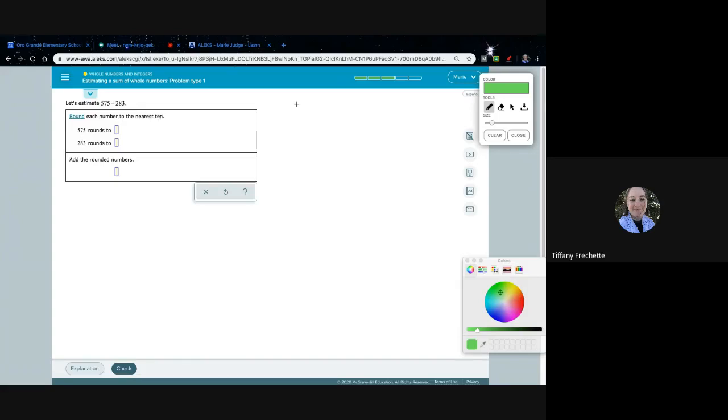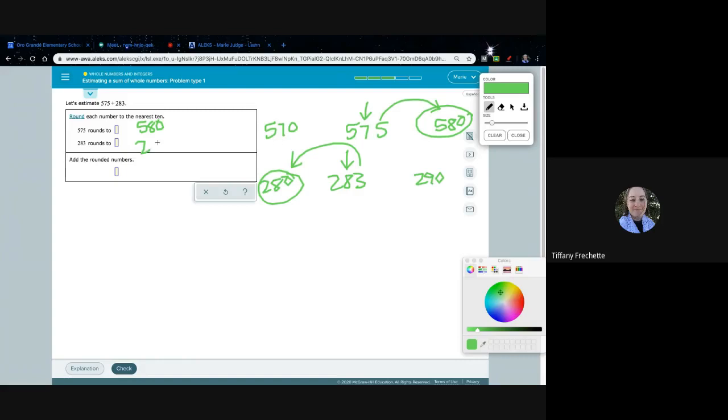Okay, so now we're going to round to the nearest 10 again. So we have 575. We're rounding to the tens column. So we have 570 or 580. We look at the number right after it. Is it 4 or smaller or 5 or bigger? It's 5 or bigger, so I'm going to go to 580. So we're going to have 580 over here. And then we have 283, and we're going to round that to the tens. So it's either going to be 280 or 290. I look at the number right after it, the 3. Is it 4 or smaller or 5 or bigger? It's 4 or smaller, so we round down to 280.